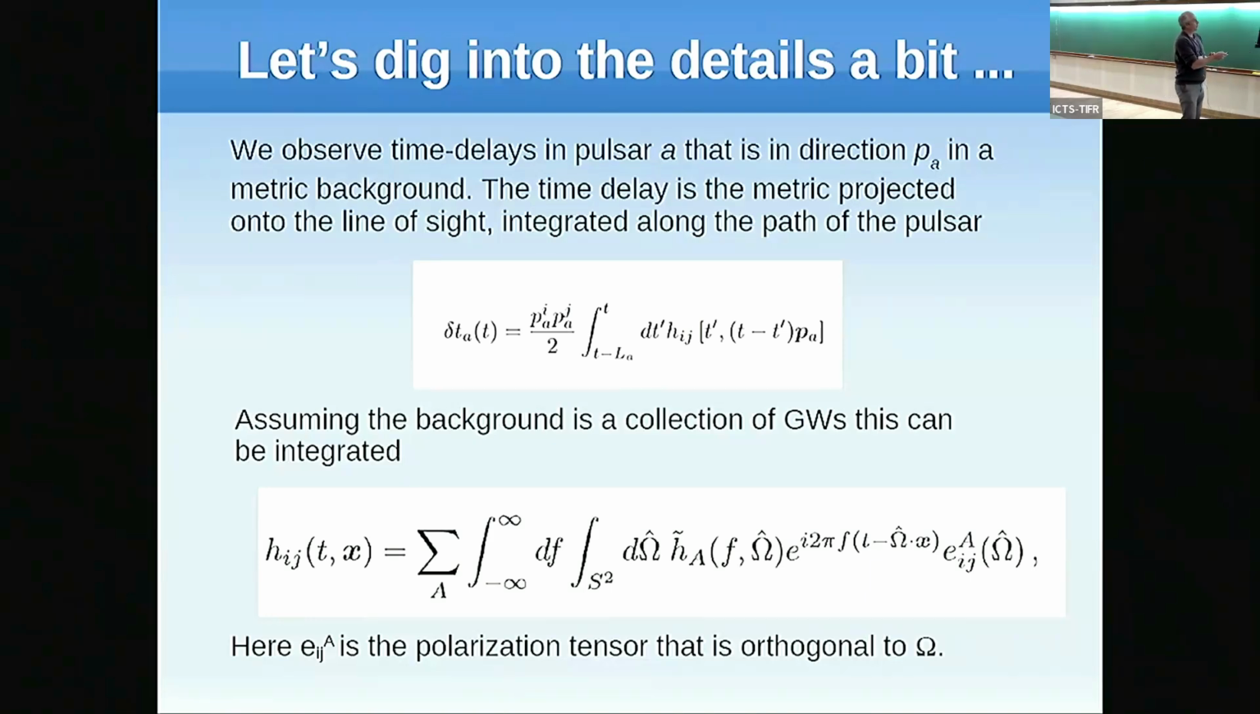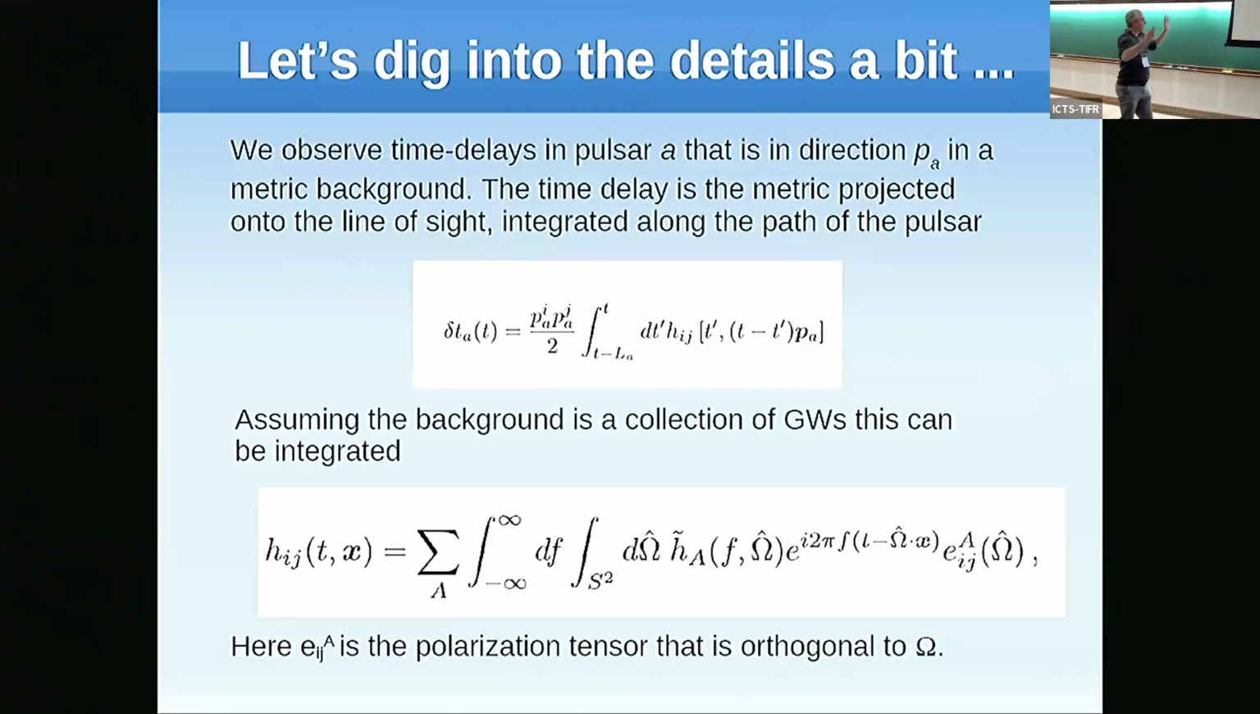So h_ij is a spatial part of the fluctuations in the metric. So you project it on the direction of the pulse, and you integrate over the geodesic. So this is the time and the location of the pulse while it follows the geodesic from the pulsar to Earth. Right? Okay, so now at this stage we want to make an ansatz for what we expect for h_ij, and this is just a plane wave ansatz. So we say h_ij is just a sum of plane waves with different frequencies, different polarizations, in different directions. So this is just an ansatz.